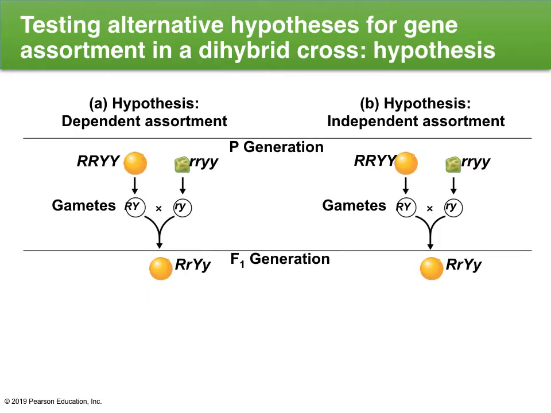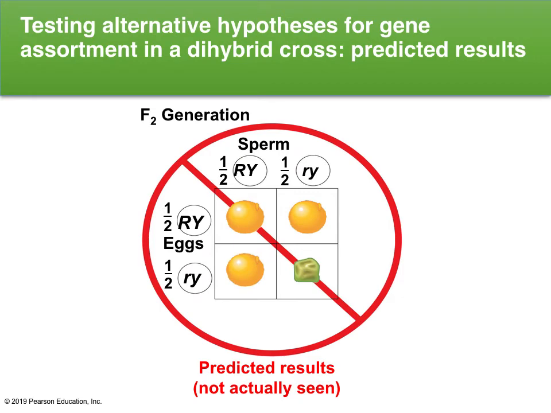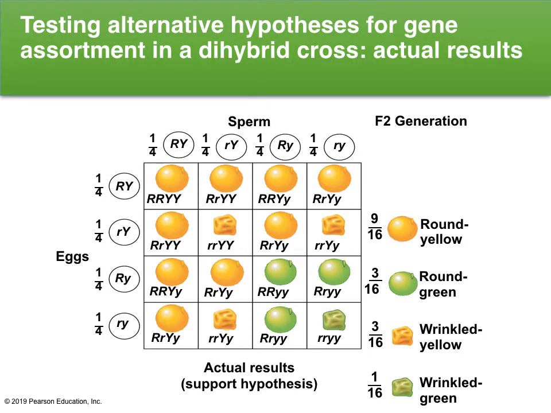All right, so again, the two hypotheses would be dependent assortment, that the dominant alleles travel together and the recessive alleles travel together, or independent assortment, that these alleles will move separately. So in other words, when you generate the gametes, you don't see this. You don't see the dominants travel together, the recessives travel together. What you actually see is this.